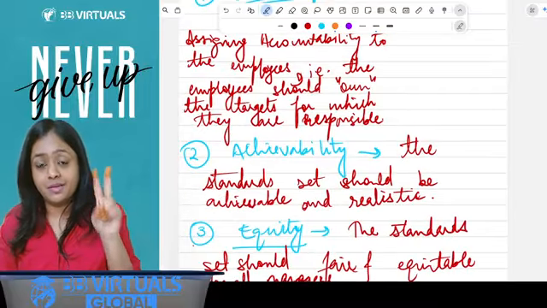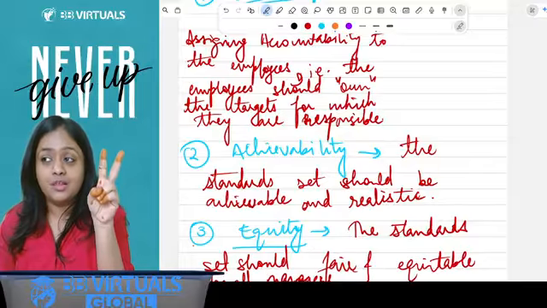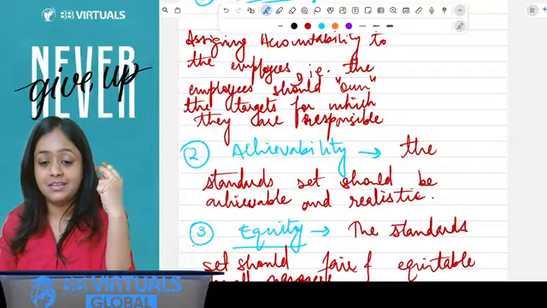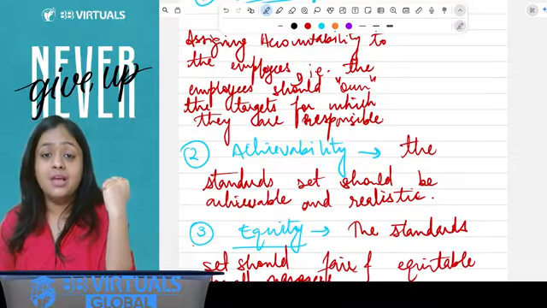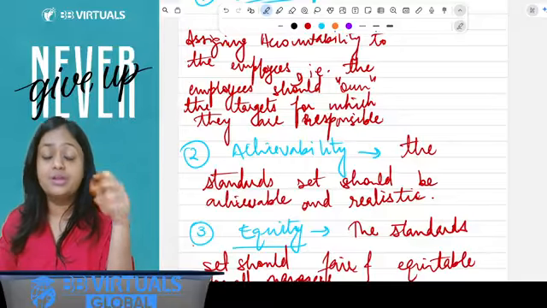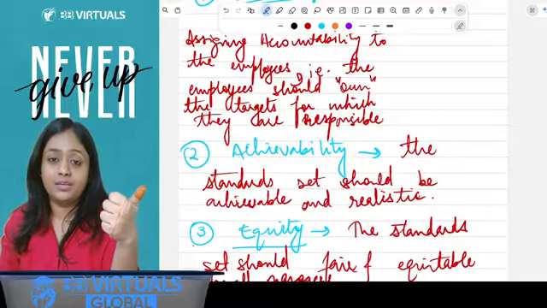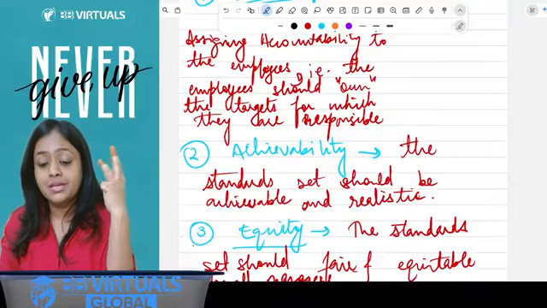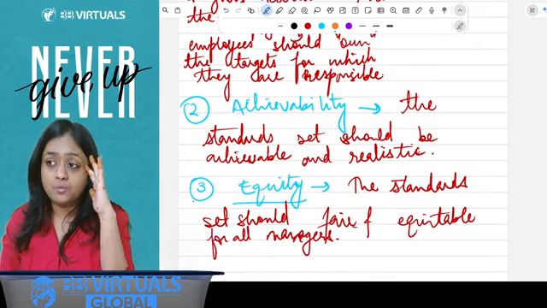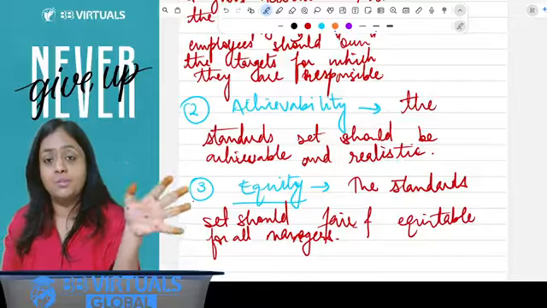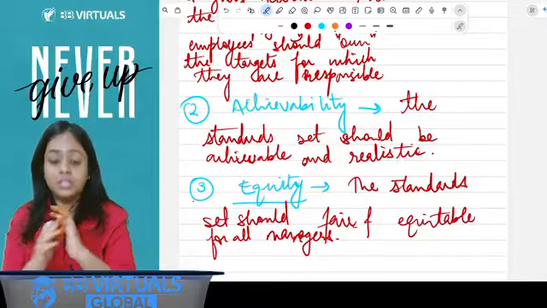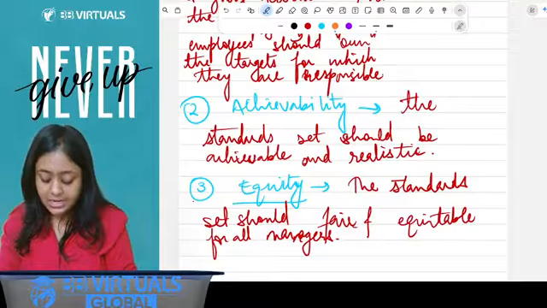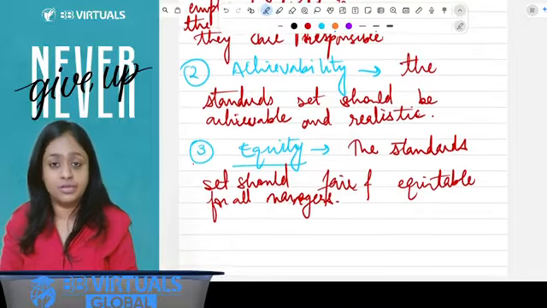Second is achievable. The target set should be achievable. So we have four types of standards: ideal, basic, current, and attainable. Ideal is generally not preferred. But the standard should be set in a way that it seems achievable by the employees. Only then they remain motivated. Third is equity. There should be equal targets set for everybody. I mean, the criteria should be the same. There should be no partiality. So the target set should be fair and equitable.